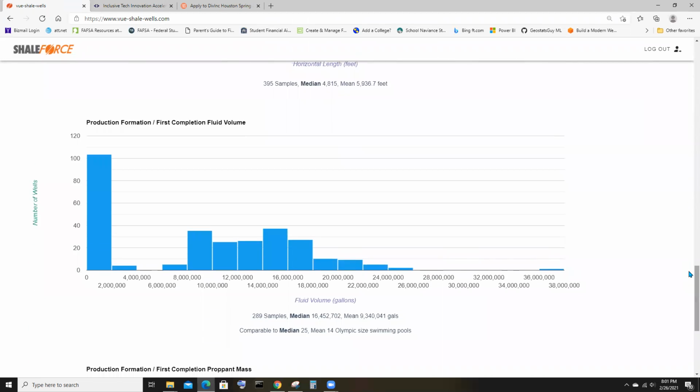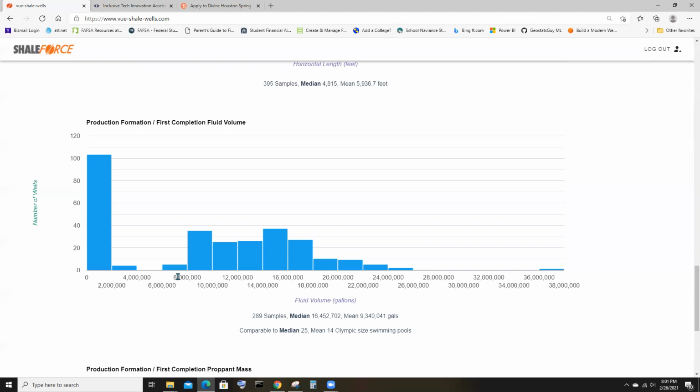Now, further down here, you also have the distribution of the wells, but it's about the first completion volume, the fluid. You can see some of these could be 24 million gallons, anywhere from a little bit over 4 million gallons. So, you know, a lot of water.